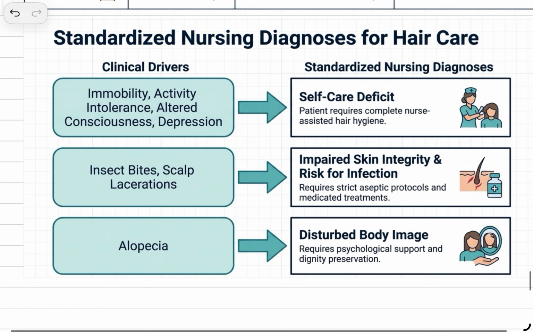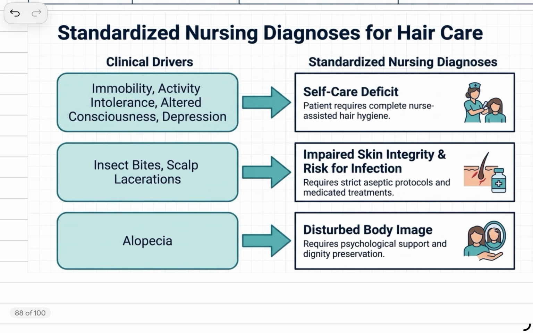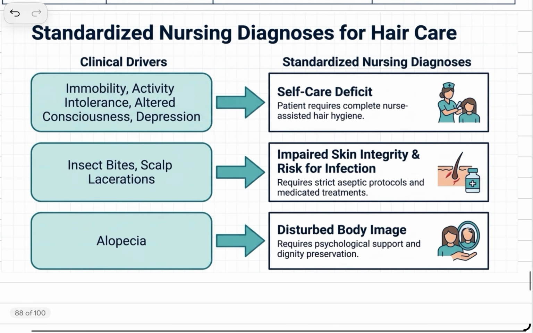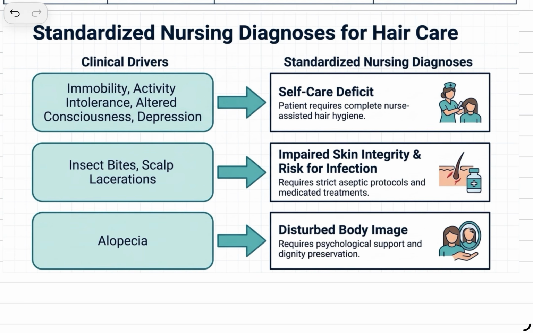See here, the nursing diagnosis as per NANDA you can also do. What are the nursing diagnoses? We can see self-care deficit, impaired skin integrity is different, and risk for infection is different. If skin integrity is lost, that is one nursing diagnosis you need to write, and the next, risk for infection, you need to write as a different nursing diagnosis. Suppose impaired skin integrity is due to insect bite or scalp laceration, that is one, and risk for infection due to insect bite or exposure of the scalp laceration is another.